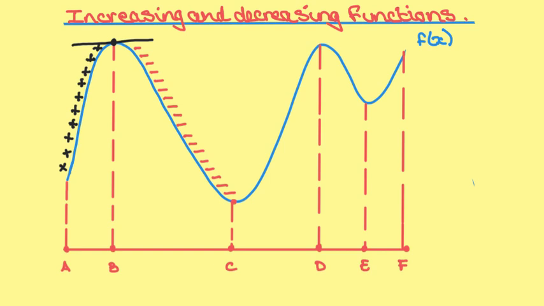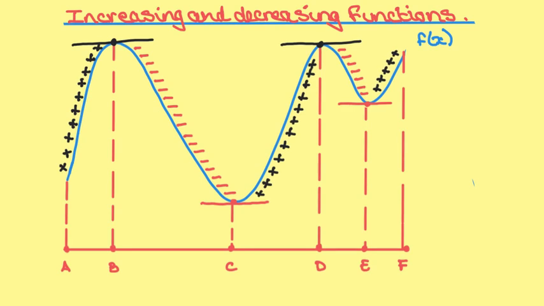Then again, at C, we have no rate of change. The gradient is 0. Then between C and D, we have an increasing function where the gradient is always positive until we get up to section D, where again there is no rate of change. The gradient is 0. Then between D and E, we have a decreasing function until we get to E, where again we have no rate of change, a gradient of 0, and then between E and F we have an increasing function with a positive gradient.